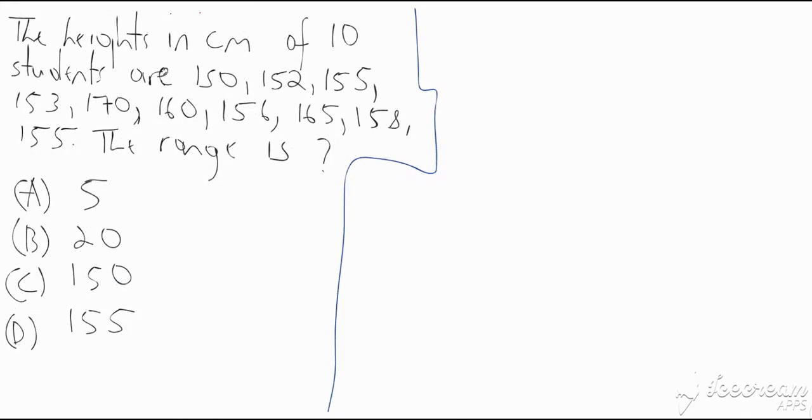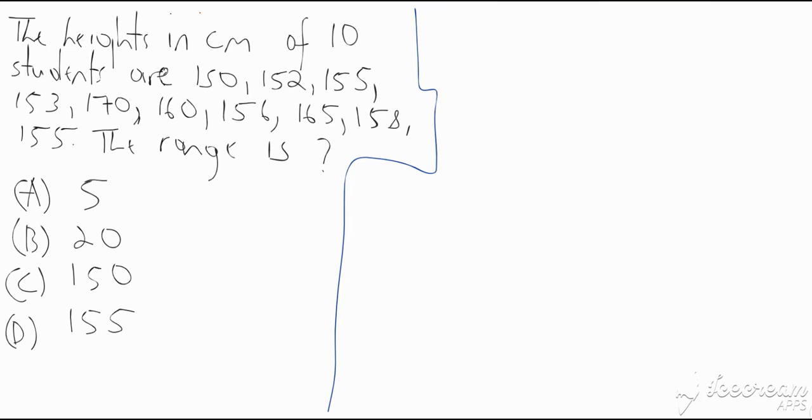Here's our next question. The heights in centimeter of 10 students are 150, 152, 155, 153, 170, 160, 156, 165, 158, and 155. And notice that these heights are in centimeter. Now what I want is the range. Now, of course, from the previous question, we would have talked about the range, which we say is the highest data value minus the lowest data value. In other words, the difference between the highest value and the lowest value.